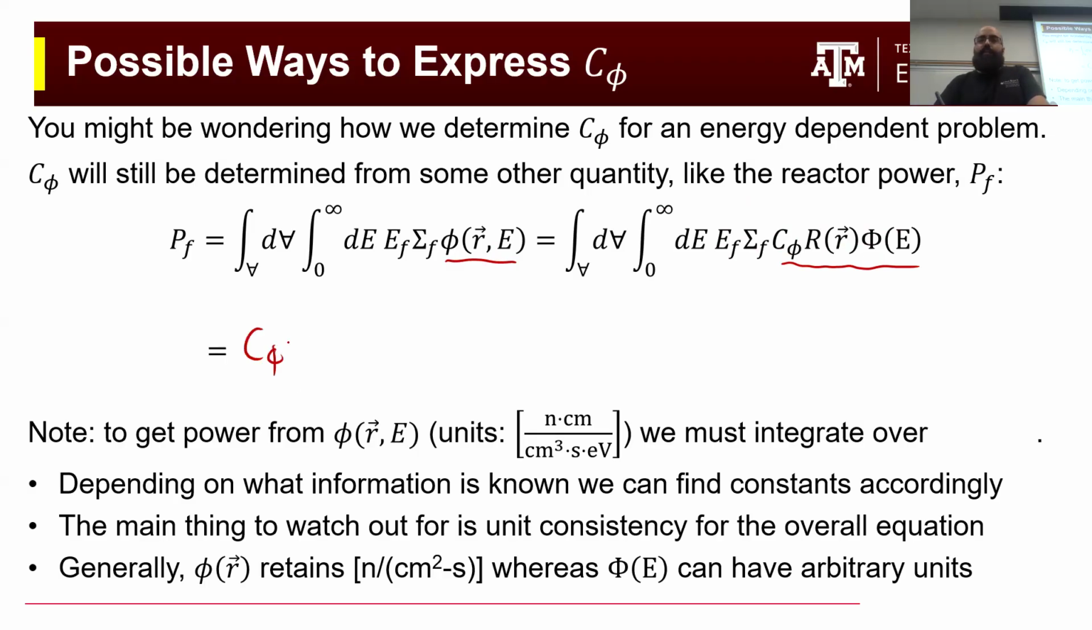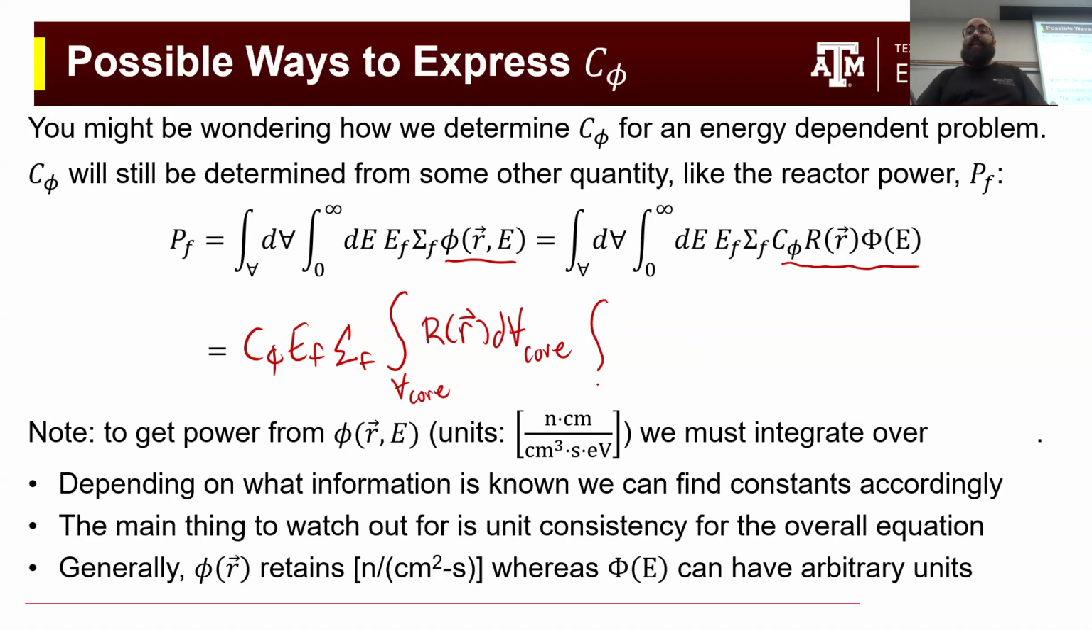So I'll have C of phi, EF, sigma F up front. The spatial shape function doesn't depend on energy, but it does depend on position. So I'm going to take this shape function and put it inside of my volume integral. So I've got an integral over the volume of my core. I've got my shape function R of r, and it's integrated with respect to the volume of my core. And then all that's going to be left over in the energy integral is 0 to infinity of my phi of E dE.